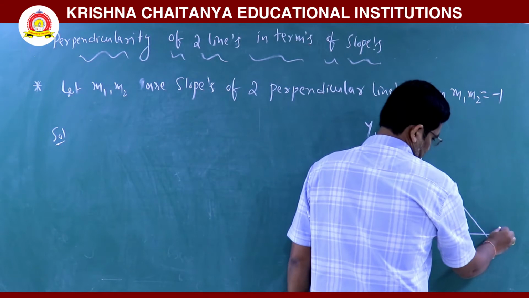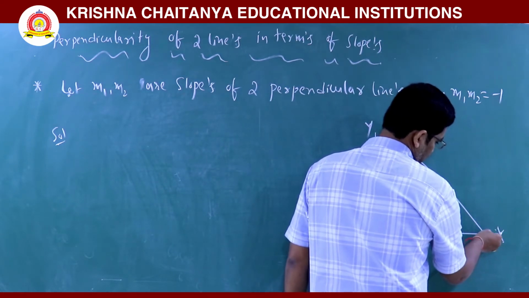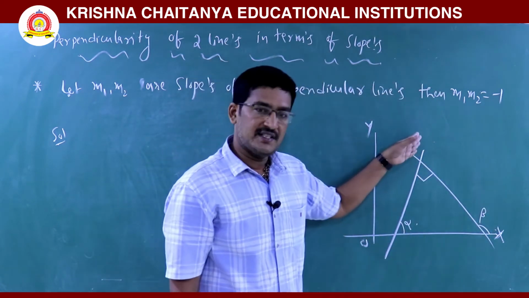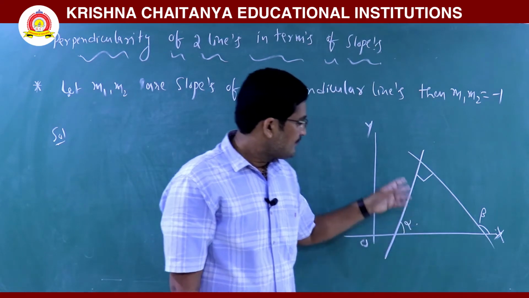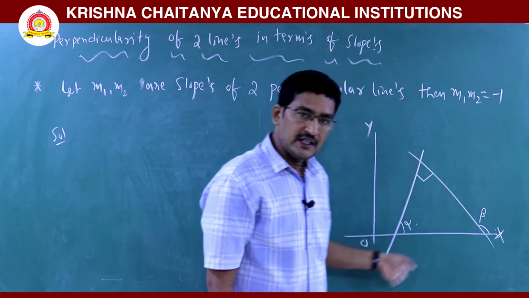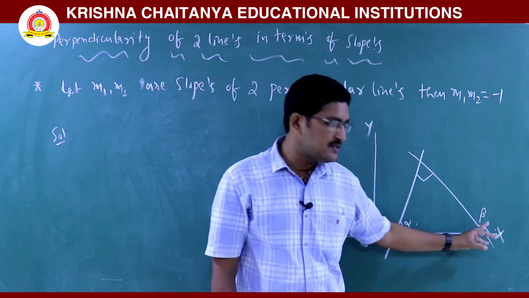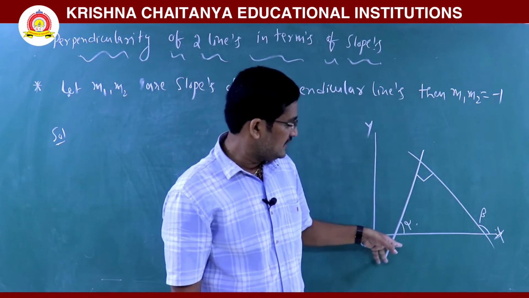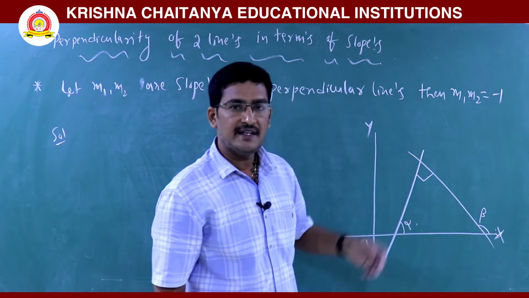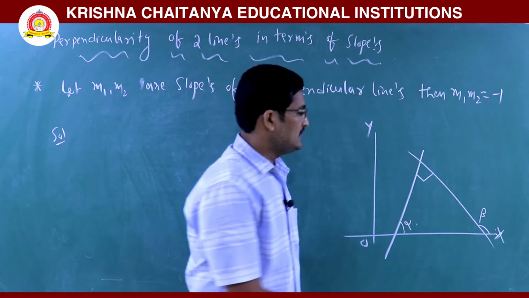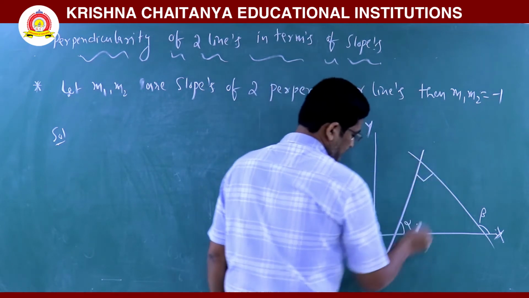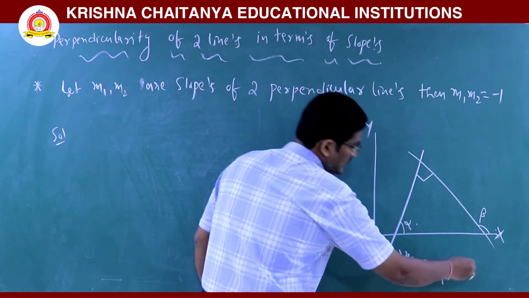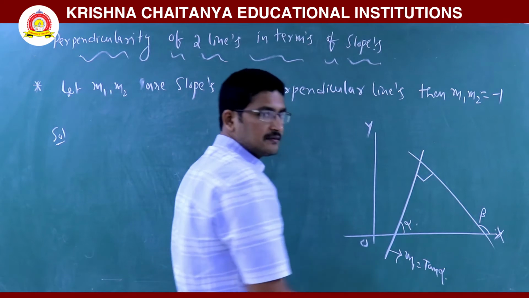Let me take the slope of this line. The inclination of this line is beta. Listen carefully. This is the first line. What is the inclination of this line? Alpha. This is the second line which is perpendicular to the first line. Let me take the inclination of this line as beta. If the inclination of the first line is alpha, I am taking the slope of that line as m1. Then the slope of this line, m1, is equal to tan alpha. So this is perpendicular to this line.